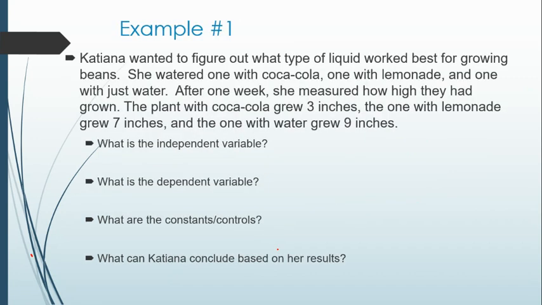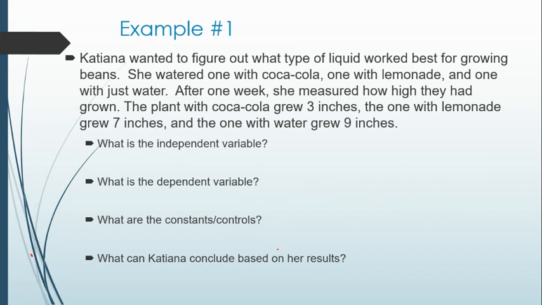So we have a couple examples that I'm going to read through, and we're going to identify what is the independent variable, the dependent variable, and the constants. Our first example says, Katiana wanted to figure out what type of liquid worked best for growing beans. She watered one with Coca-Cola, one with lemonade, and one with just water. After 1 week, she measured how high they had grown. The plant with Coca-Cola grew 3 inches, the one with lemonade grew 7 inches, and the one with water grew 9 inches. If you want, please try to pause this video and see if you can guess these variables on your own. Once you have guessed them, unpause this video because I'll be going over it.